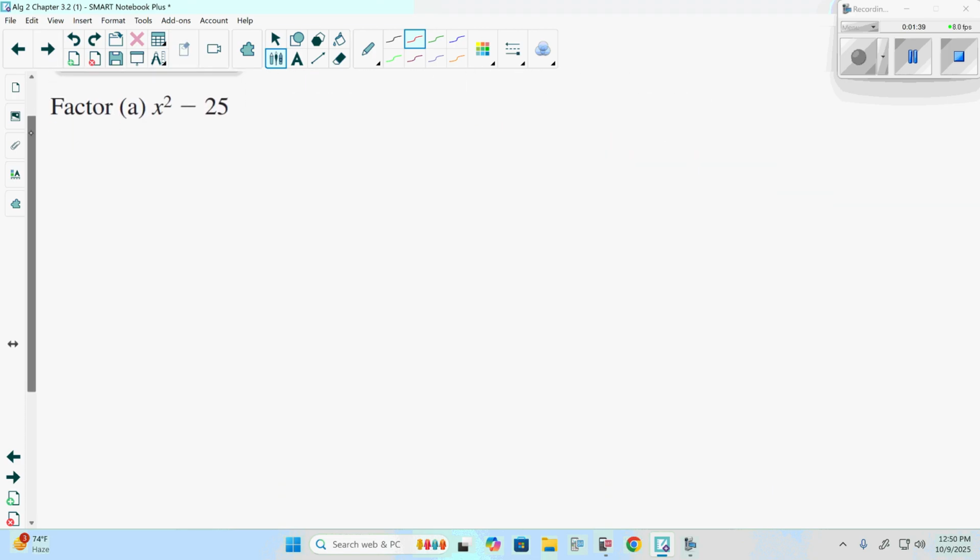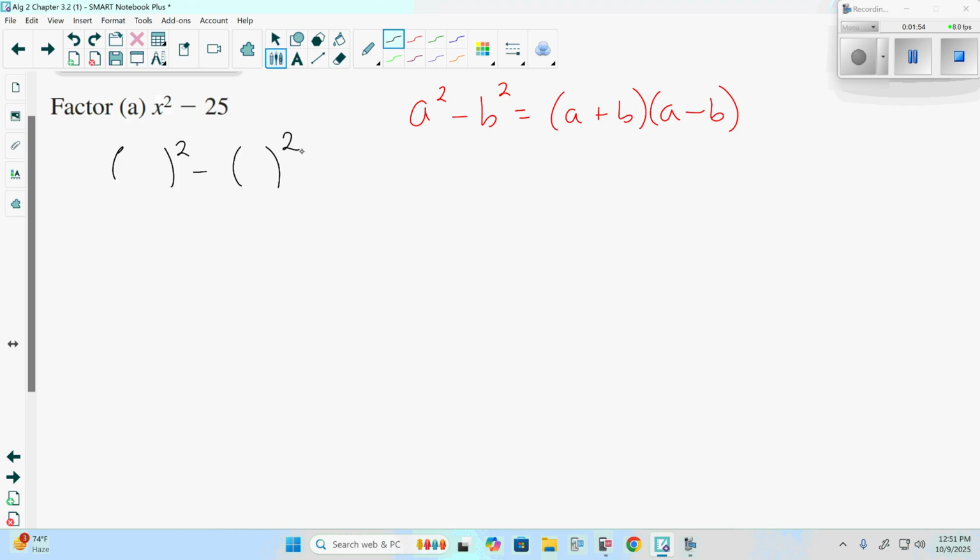Let's look at another case here, x squared minus 25. Well, the general form, a squared minus b squared, is equal to a plus b times a minus b. So we can write this here as two terms, two perfect squares being subtracted. Now, what times itself is x squared? Well, that would just be x. Now we need to see what times itself is 25. And that would be 5. Because we can write x squared minus 25 as x squared minus 5 squared.